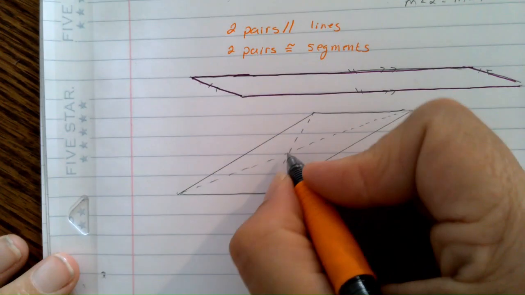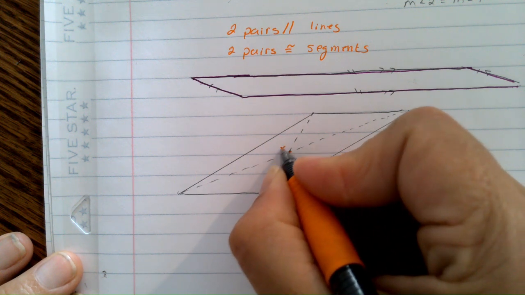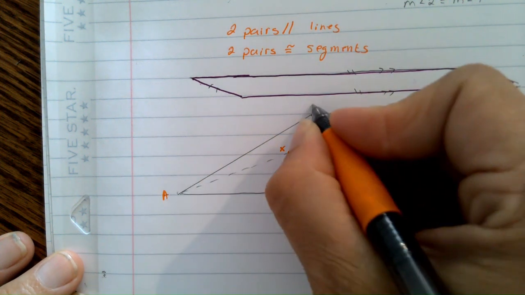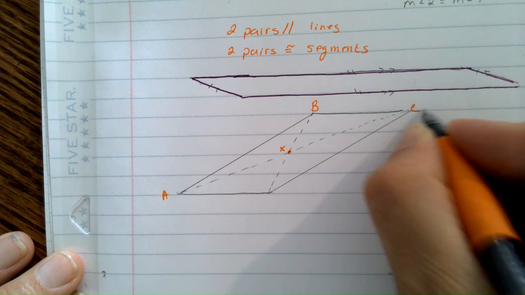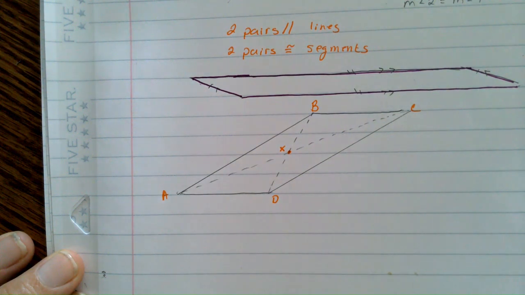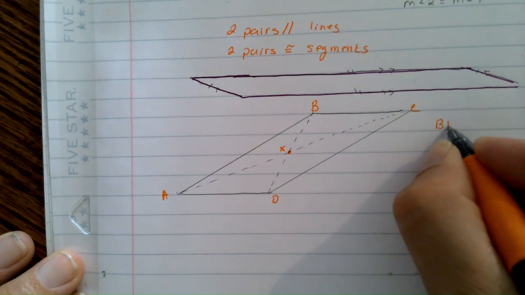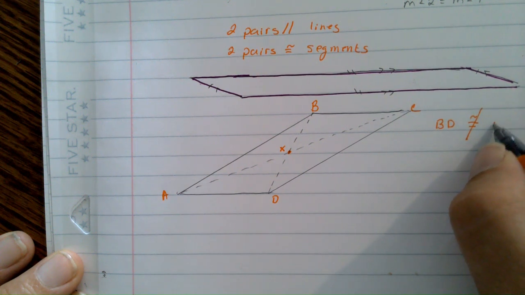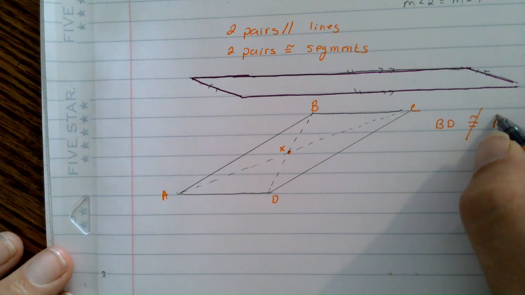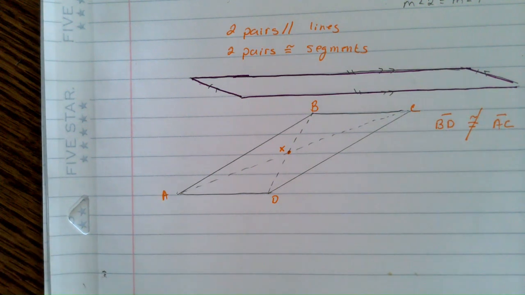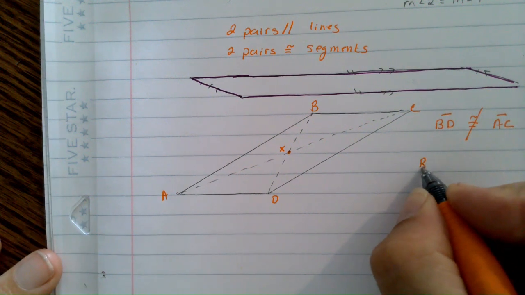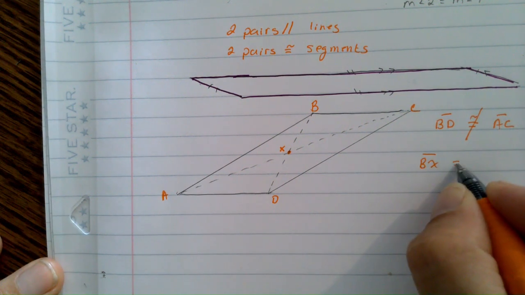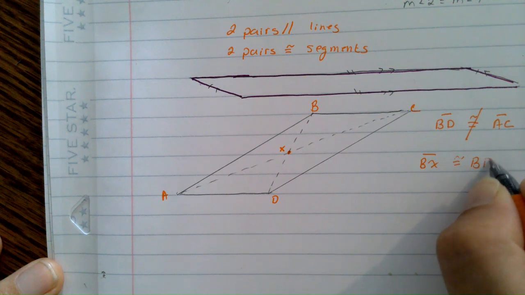Okay, but we're going to go with this point X, A, B, C, D. So we know BD is not congruent to AC. We know that. However, the diagonals do bisect each other. Whoops, XD.